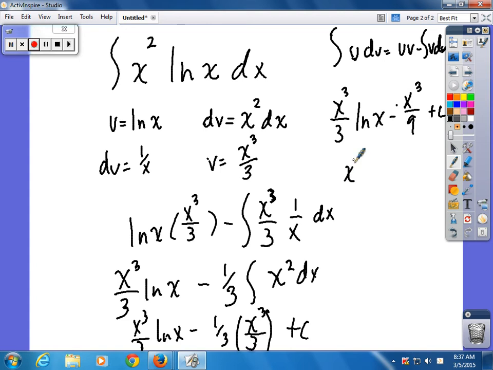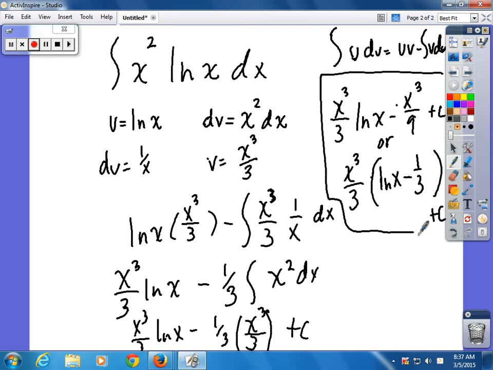X to the third over 3. And that would give you natural log of x minus 1/3. Let's see. I didn't factor out. So all you have to remember is ultraviolet minus voodoo.